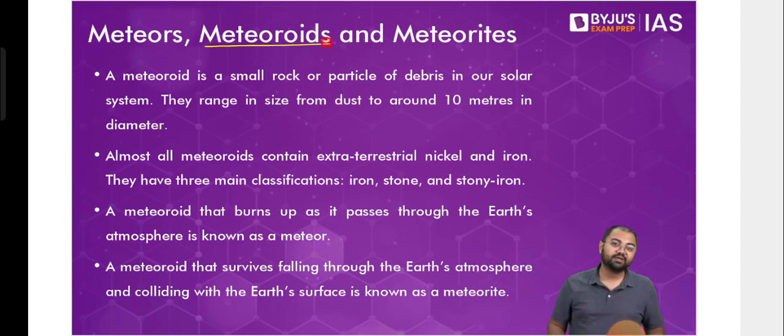They would be very, very small as well. They range in size from the size of dust to around just 10 meters in diameter. They can be made of iron or some kind of stone, or they can have extraterrestrial nickel. All these things can be present in a meteoroid.